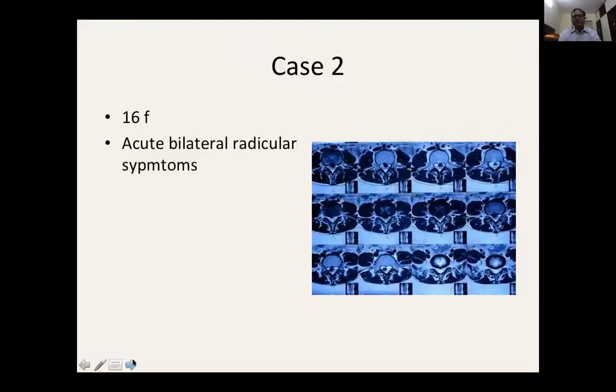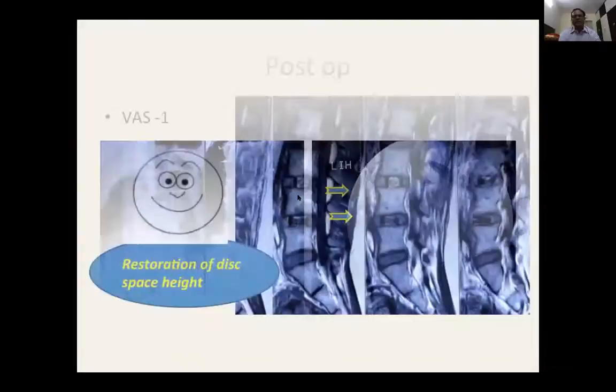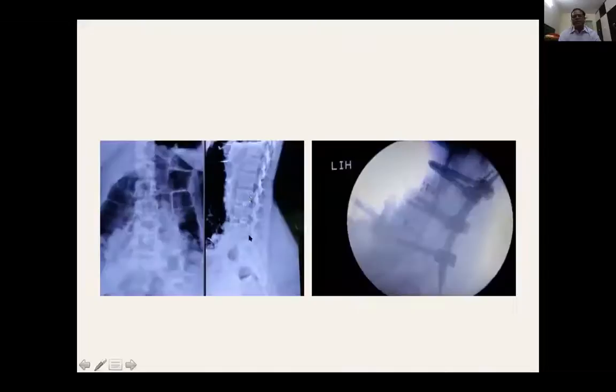And after we did the OLIF, before we went for the percutaneous fixation, we did an MRI. You can see here the disc height is restored, and the disc prolapse and the disc compression have come down significantly just by doing the OLIF procedure. And after that, on the second day, we did the percutaneous fixation.